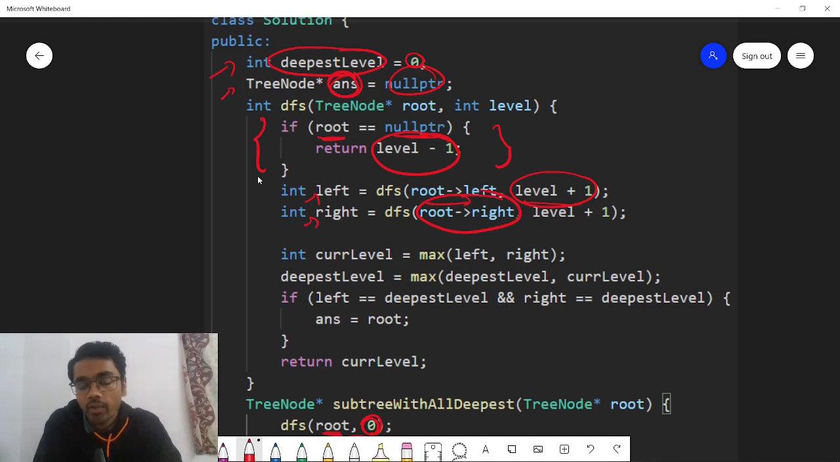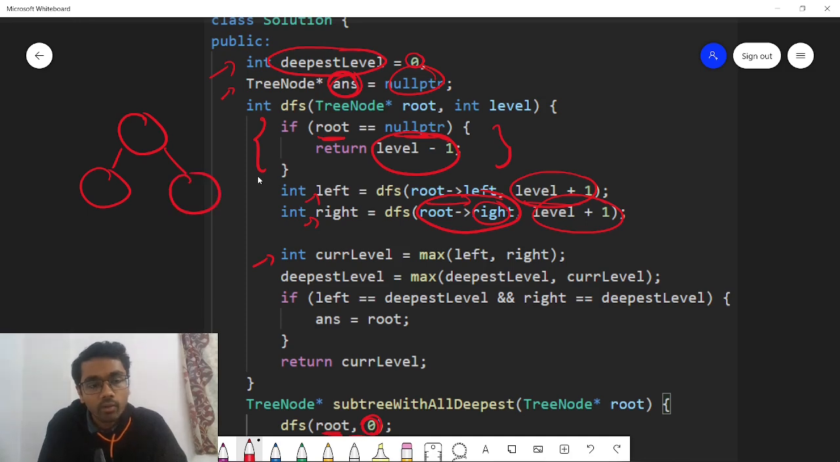Similar with the right, when we are going right, we are just passing the root's right pointer. And since the right pointer is one level deeper, we are just doing level + 1. Now we are calculating the current level. So the current level is calculated by the maximum of right, comma, left.